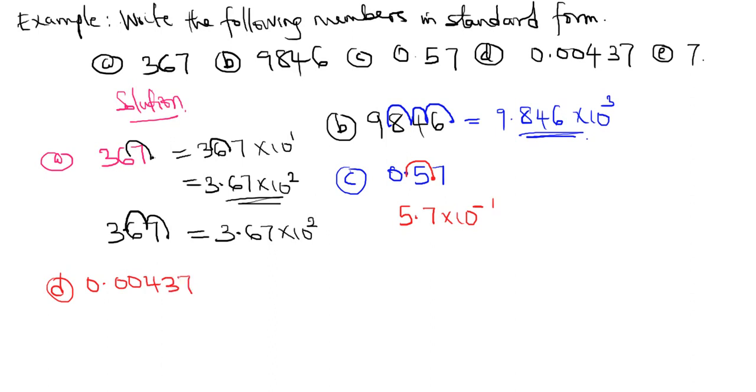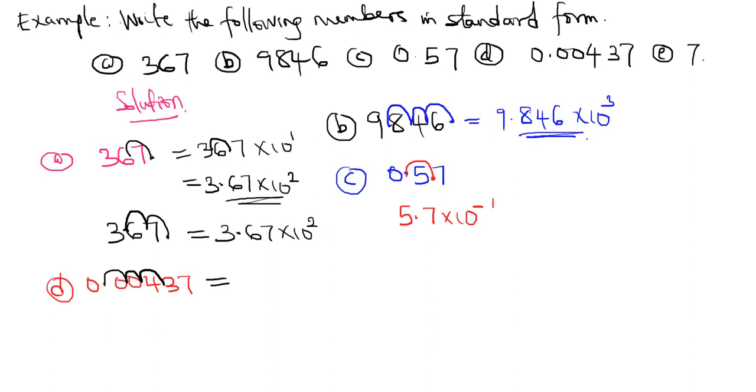Now, for us to answer this question, you are going to move this number 3 times. And for you to move it 3 times, you are going to see how you are going to move this. You move it this way: 1, 2, and 3. So if you move it this way, the number becomes 4.37.